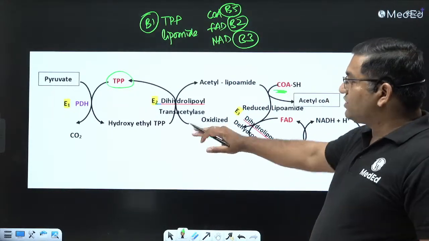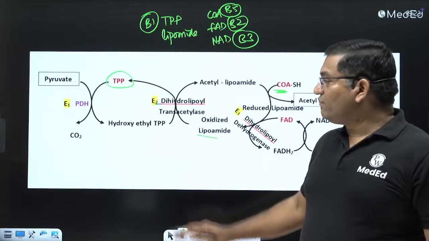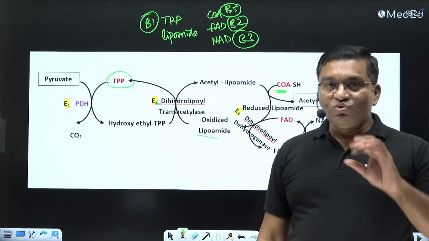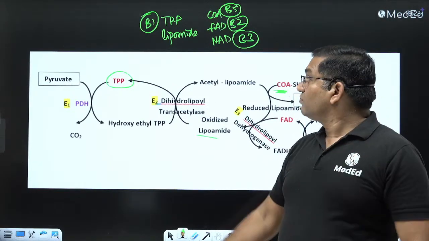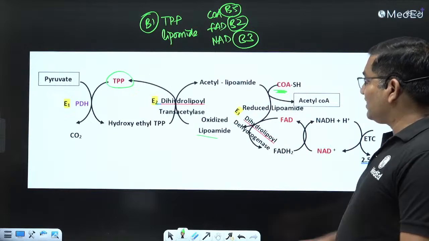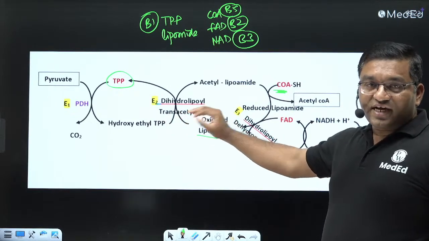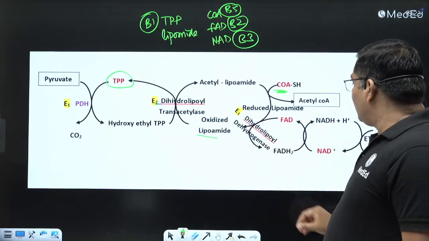This is a linked reaction, the pyruvate dehydrogenase reaction. It is very, very important. 5 coenzymes are required, and 3 enzymes: PDH, dihydrolipoyl transacetylase, and dihydrolipoyl dehydrogenase.